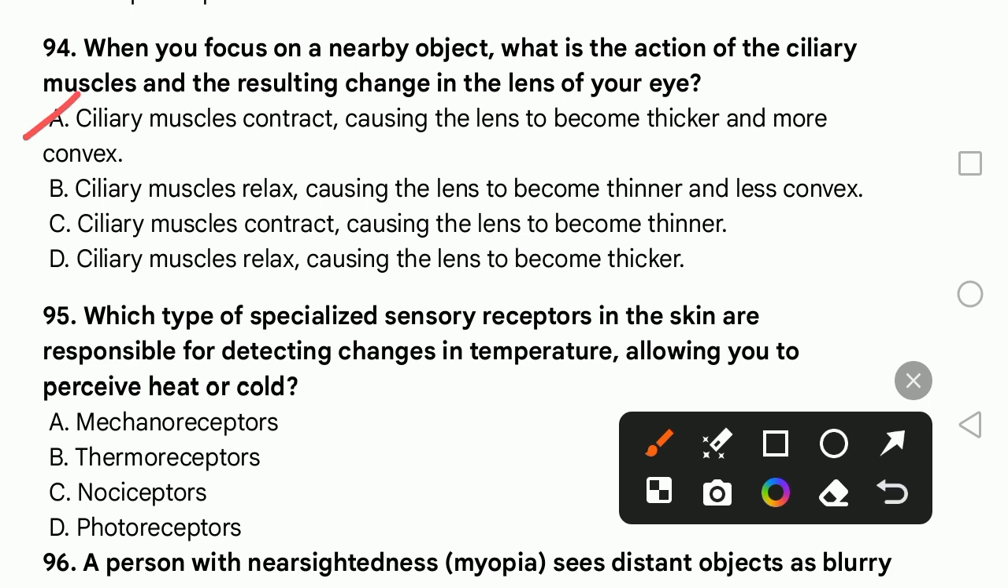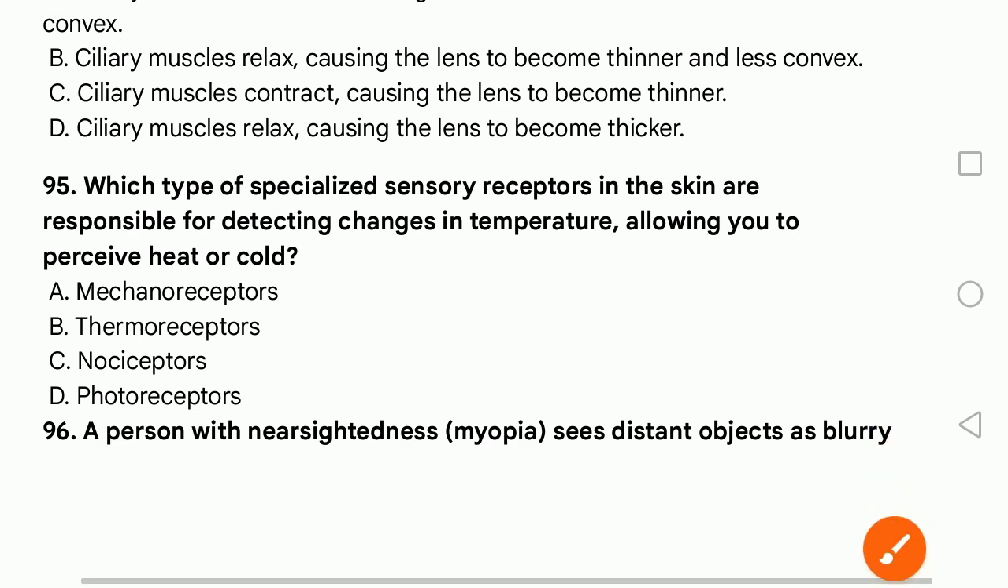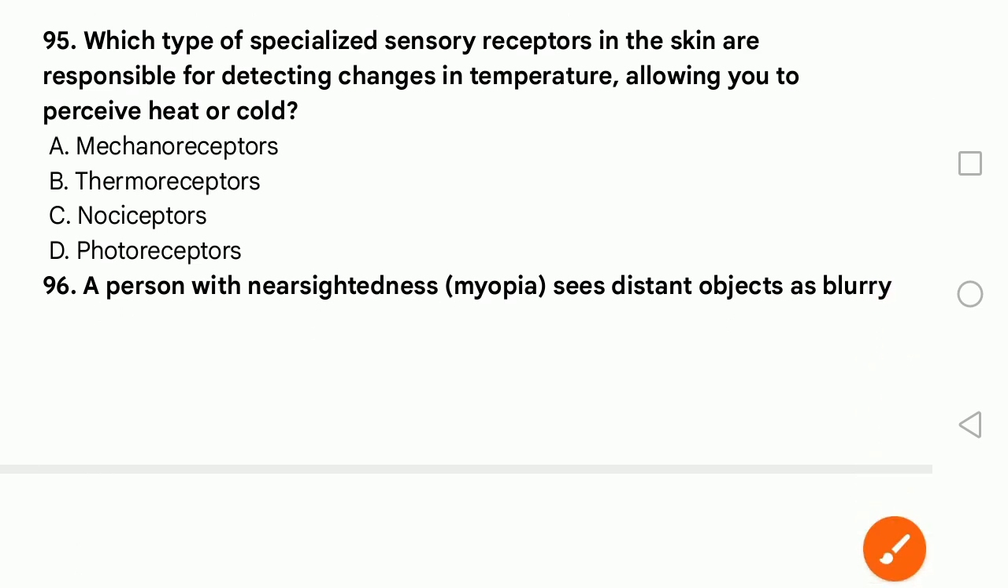Ciliary muscles contract, causing the lens to become thicker and more convex. Which type of specialized sensory receptors in the skin are responsible for detecting changes in temperature, allowing you to perceive heat or cold? Thermoreceptors.